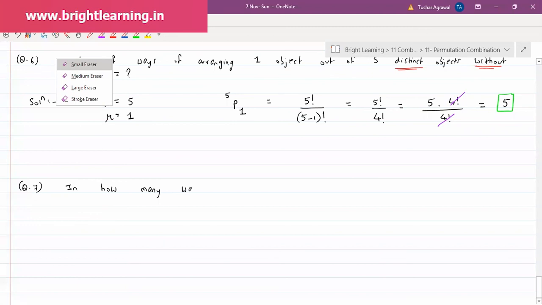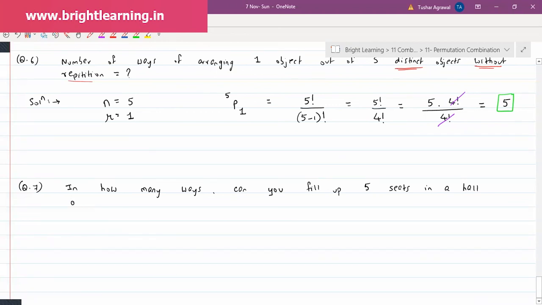In how many ways can you fill up 5 seats in a hall out of 8 chief guests?